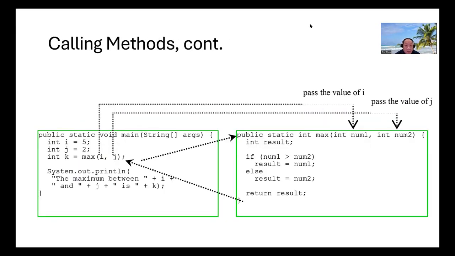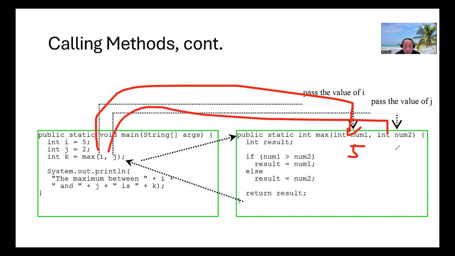Right here, you have a main program with i equals 5 and j equals 2. You call the maximum of i and j. So you pass your i, that's 5, to num1, and you pass your j, that's 2, to num2. Then you compare for the bigger one, so num1 is stored in result, so you have 5. After you finish the function, you return the value to k, and you print out i, j, k.